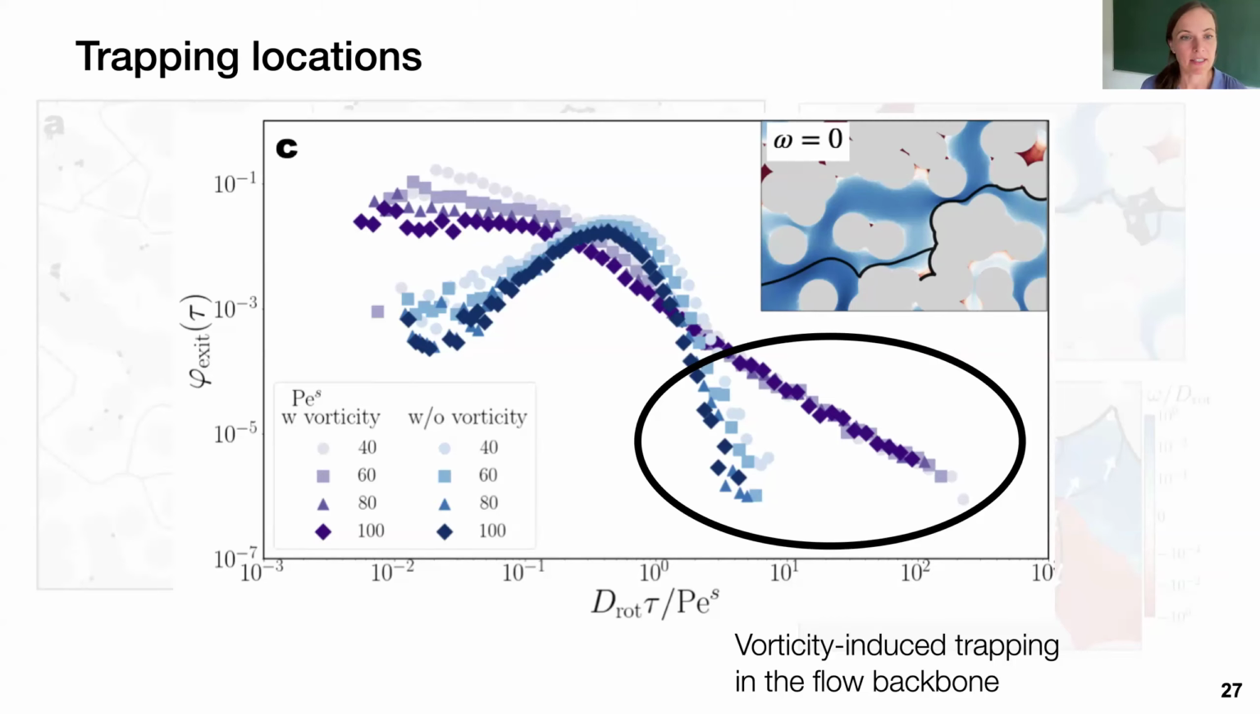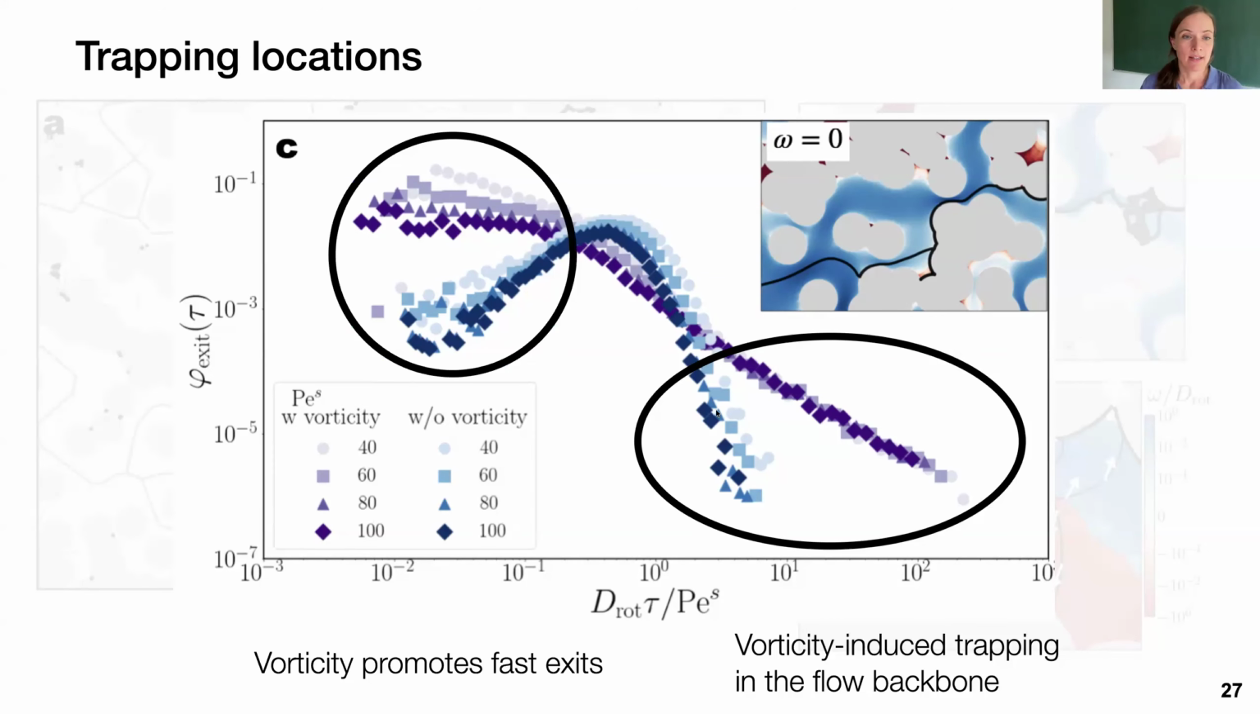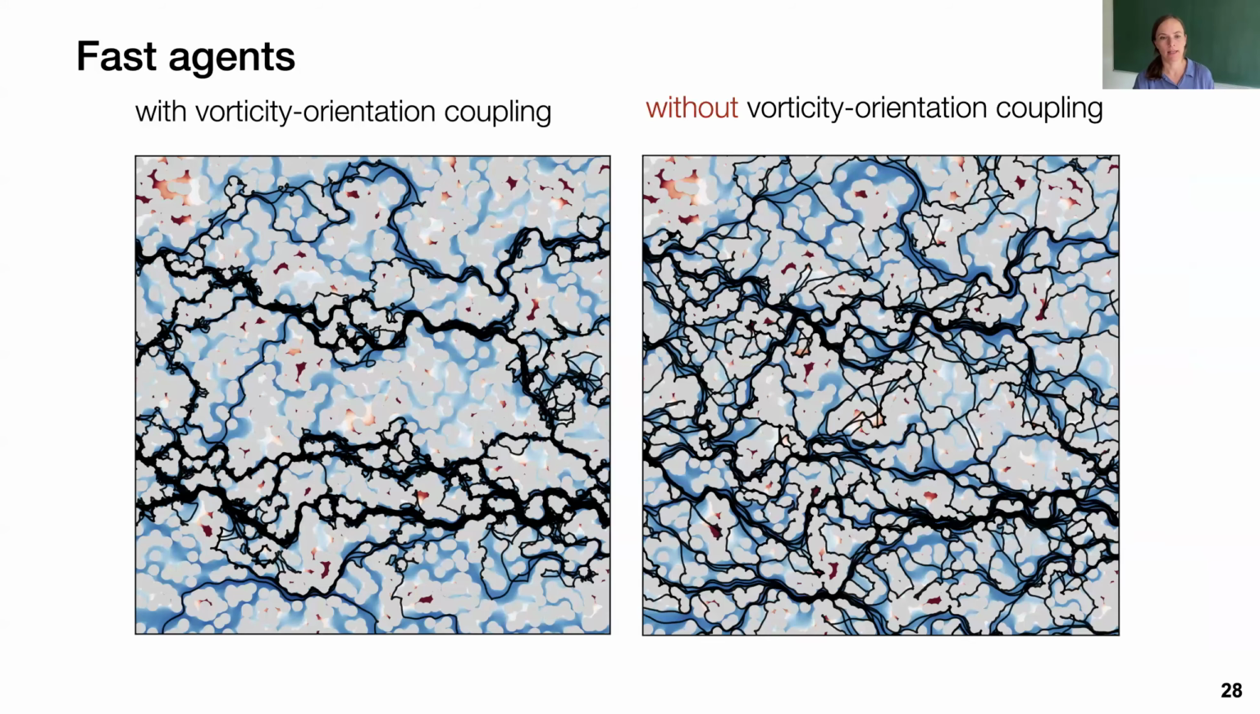Another small observation is that at short times, it also seems that vorticity changes the overall dynamics, and indeed it even enhances or makes their exit times shorter than if there's no vorticity coupling. And so I'm just going to show you how we think about it. So it seems like vorticity helps microswimmers to stay on the fast path. And this is what you can see here.